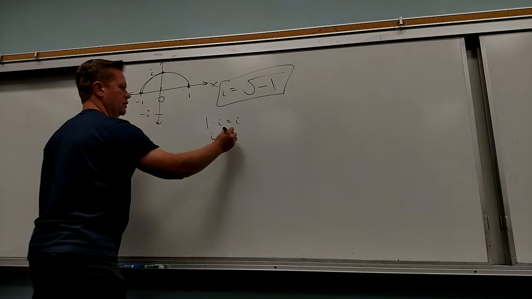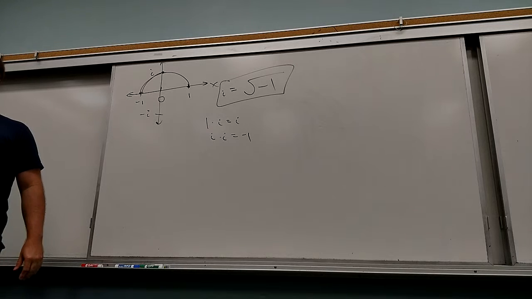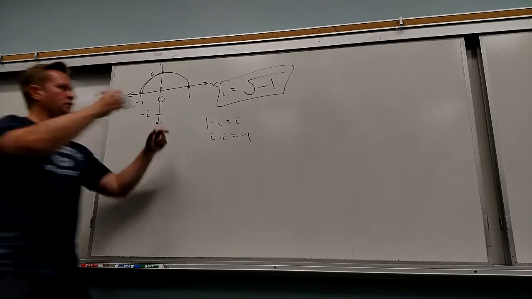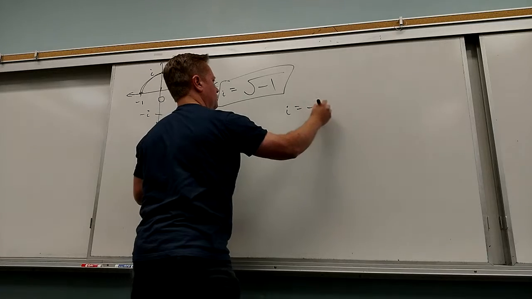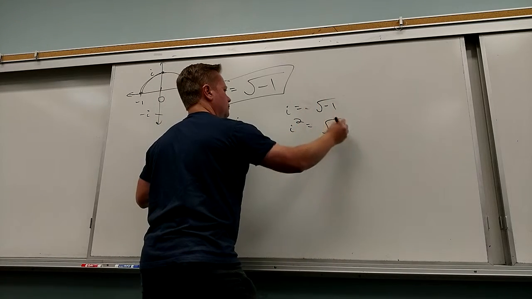Negative 1. Now think about that. There's no real number that does that. We've talked about this directly. If I take a real number times itself, it always comes out positive. But why is that? Well, what was i? i is the square root of negative 1. What's i squared going to be then?